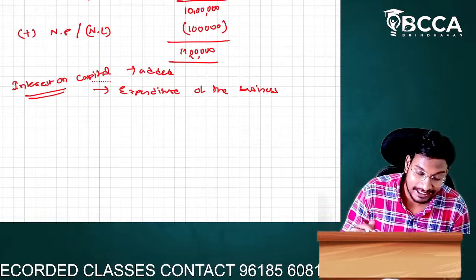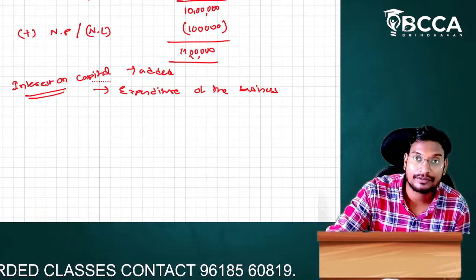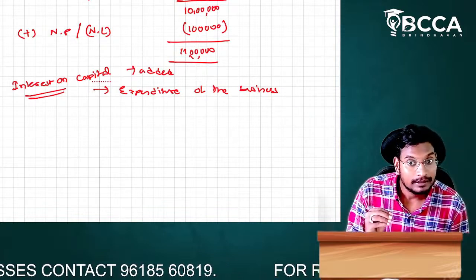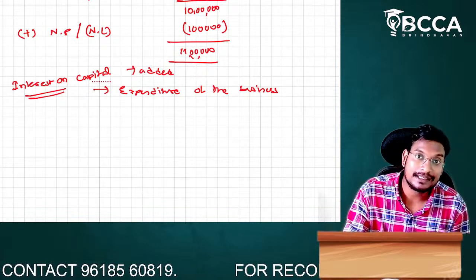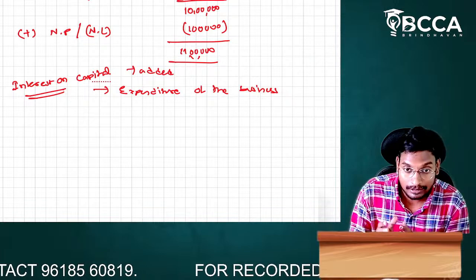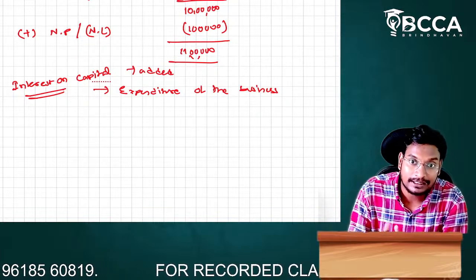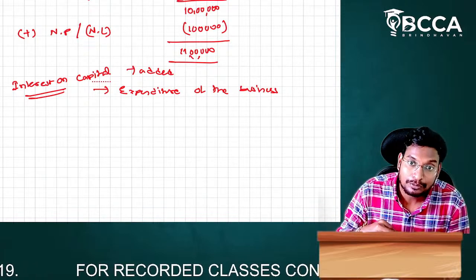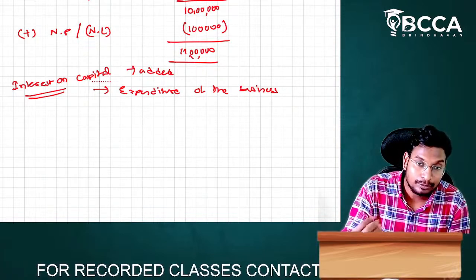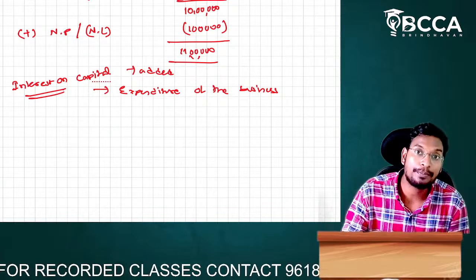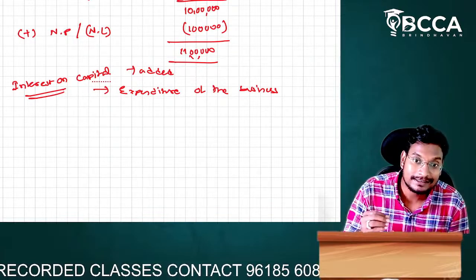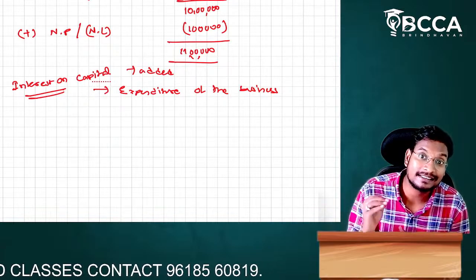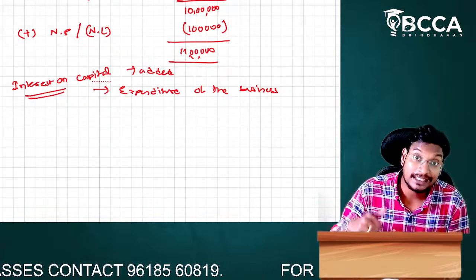Once again, I am repeating. Interest on capital means we have to pay the interest on the capital. Capital is a liability. If you pay interest on any liability, it is called an expenditure of the business. The business has to pay the owner. So because of the interest on capital, will the capital balance increase or decrease? The capital balance will increase.